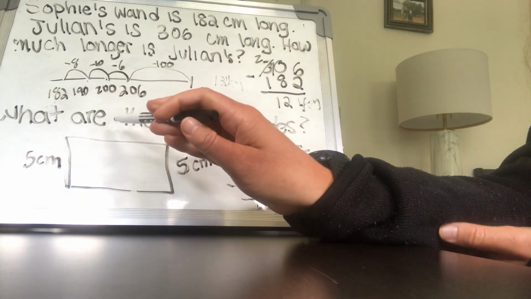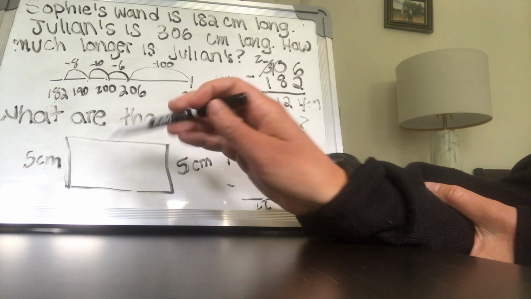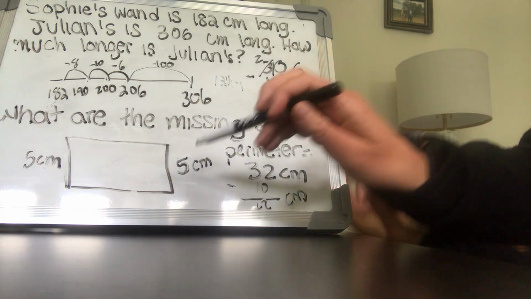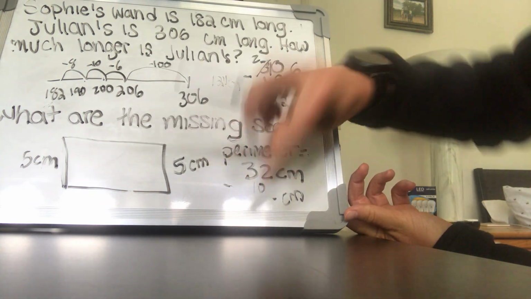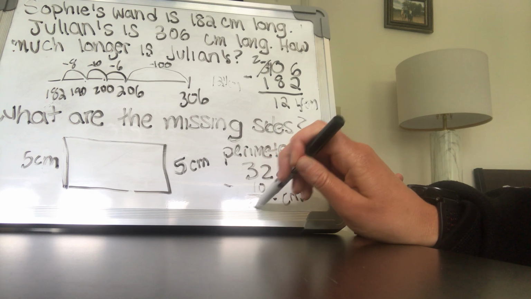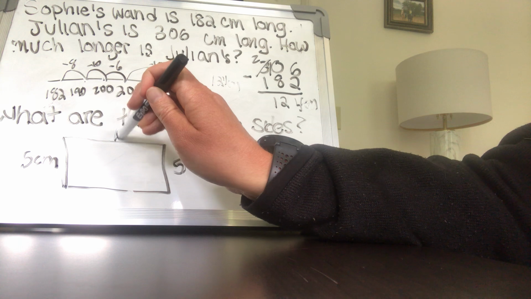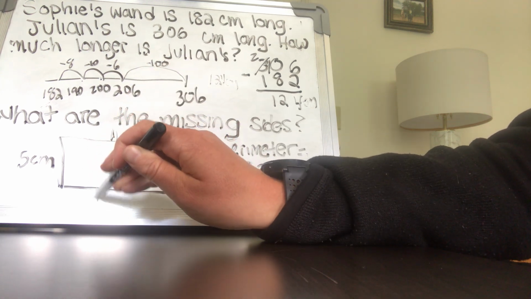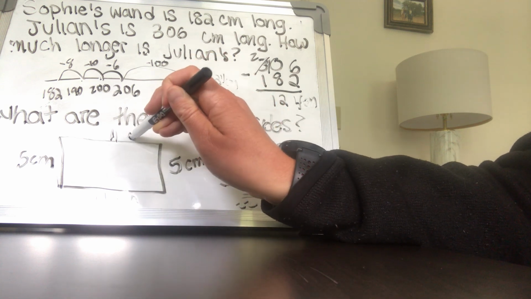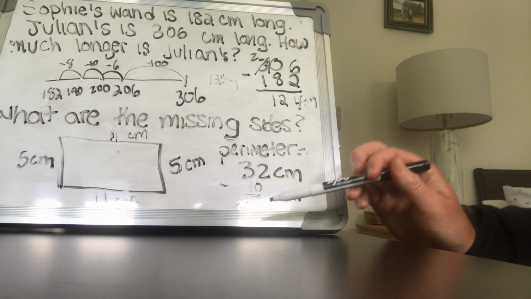Now, does that mean that the top is 22 centimeters and the bottom is 22 centimeters? No, it means that together they add up to 22 centimeters. So I have to ask myself, what is half of 22? Well, half of 22 is 11. So the top and the bottom must also be 11 centimeters, because 11 plus 11 is 22, and I solved, and that was my missing part.